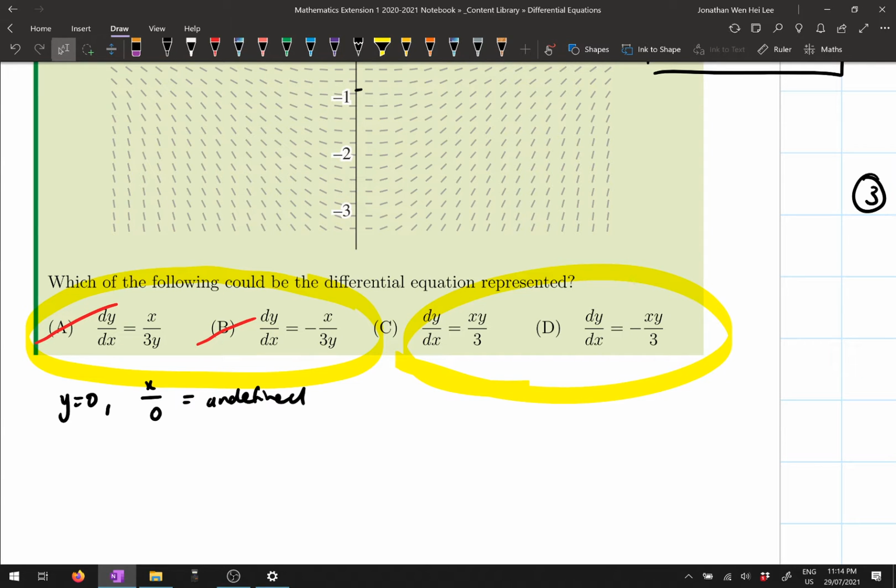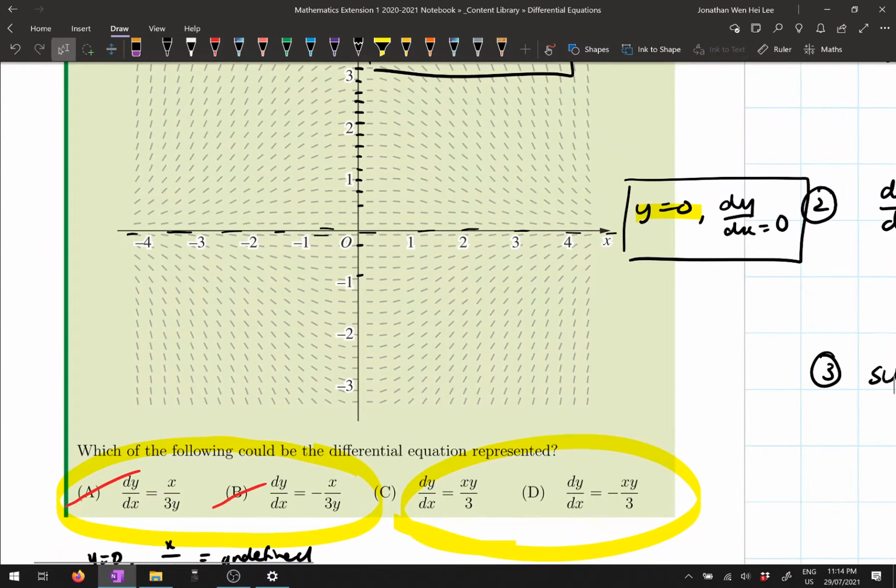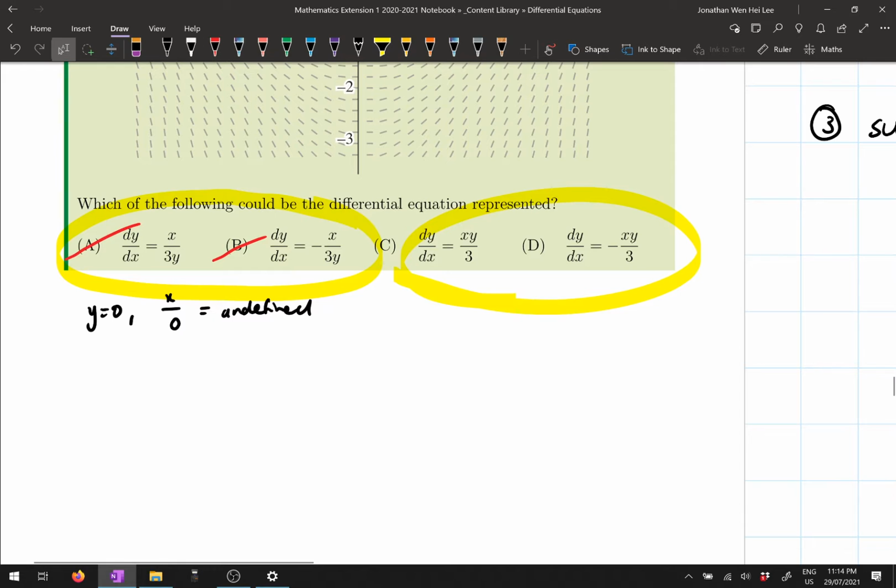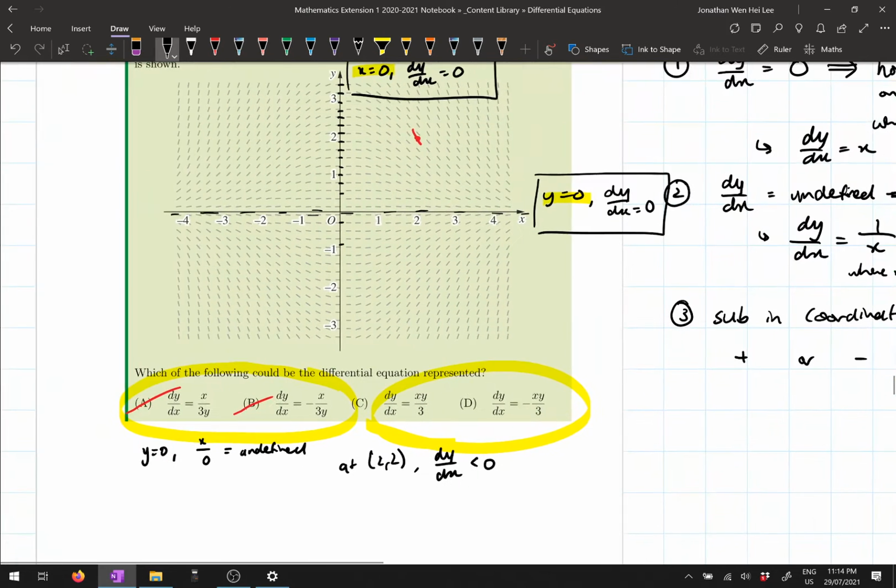Now, for the last two answers, we want to figure out if it's positive or negative. A way we can do this is by picking a point on my Cartesian plane. So let's say over here, 2, 2. If I go to 2, 2, what do we notice about the gradient? The gradients at 2, 2 are negative. So what I need to expect when I sub in 2, 2 is that my derivative, dy on dx, is negative. I'll put it here: at 2, 2, dy on dx is going to be negative. So when we sub in 2, 2, we want to get a negative value.